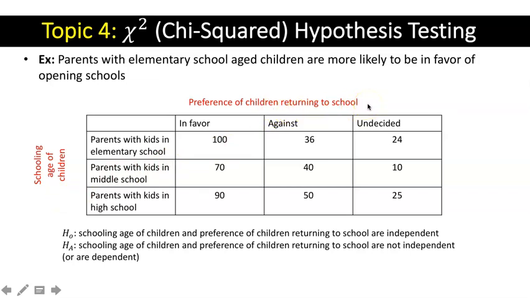So the first thing you always have to do in a chi-square hypothesis test is identify your null hypothesis and your alternative hypothesis. Your null hypothesis is going to say schooling age of children and preference of children returning to school are independent. And the alternative hypothesis would say schooling age of children and preference of children returning to school are not independent. You could also write are dependent.